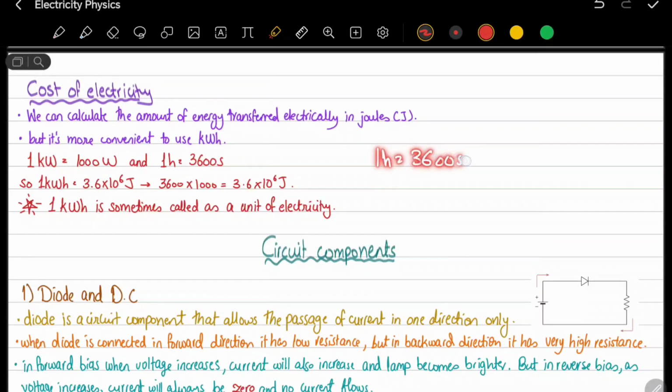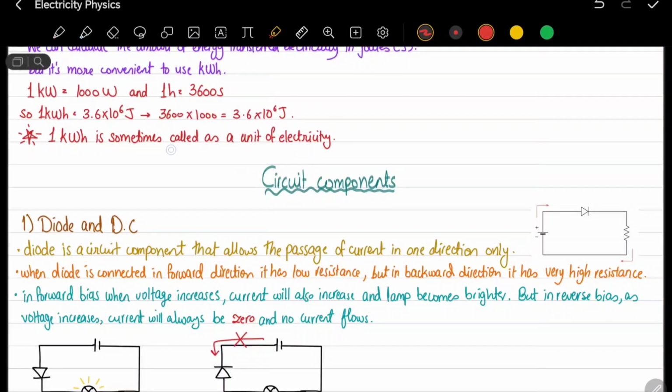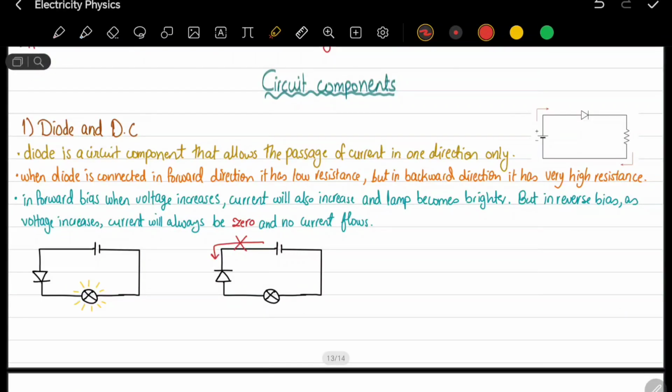So 1 kilowatt hour is going to be 3600 seconds multiplied by 1000 watts to give us 3.6 times 10 to the power of 6 joules. 1 kilowatt hour is sometimes called a unit of electricity. Now finally, we have the circuit components.